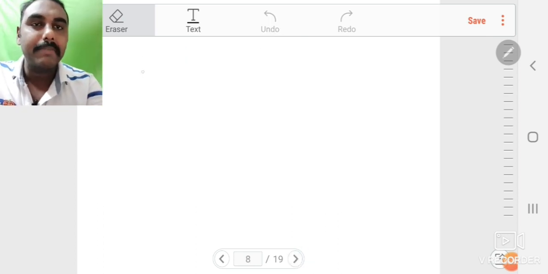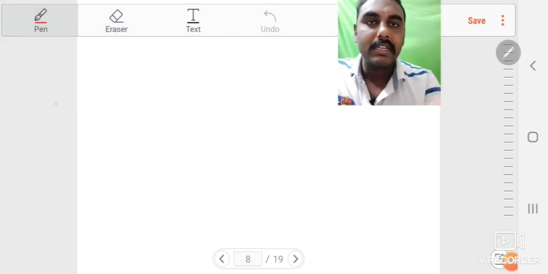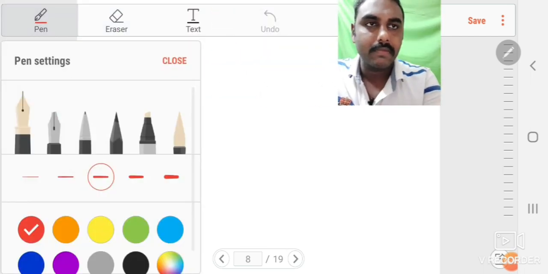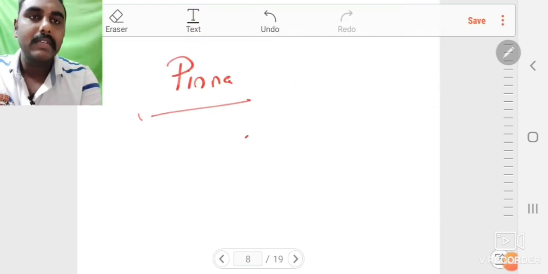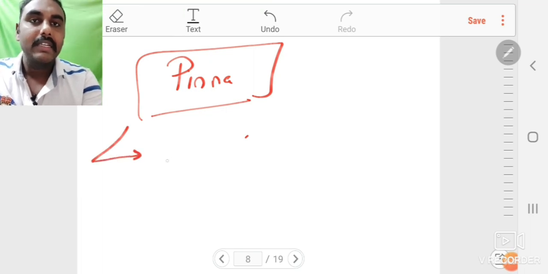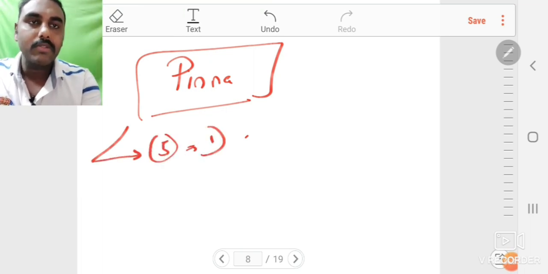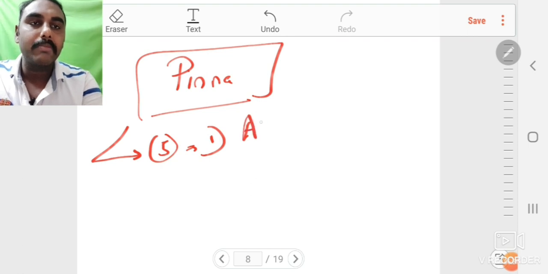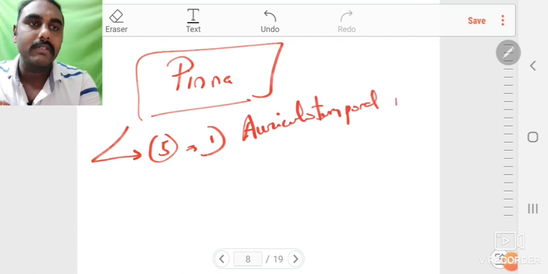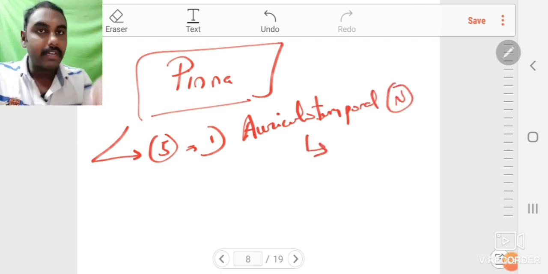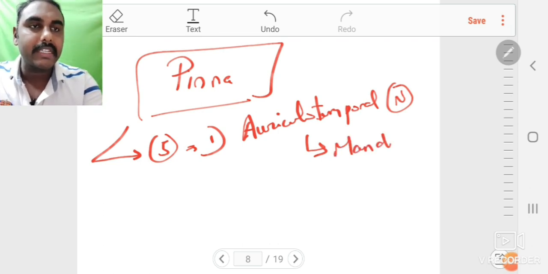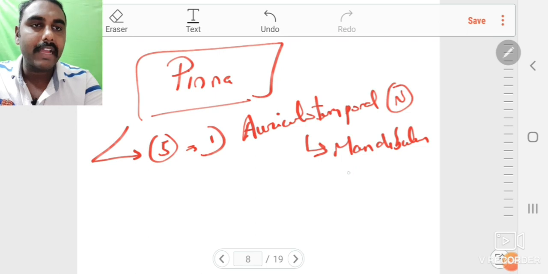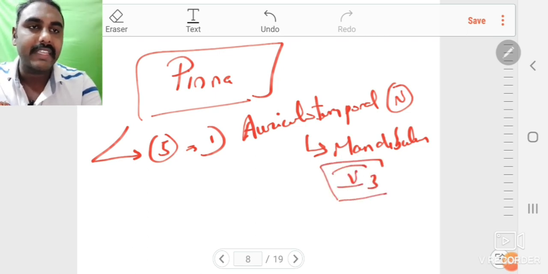So what is the nerve supply of the ear? What is the nerve supply of the pinna? Pinna, as we know, is supplied by 5 nerves. The most important is the auriculotemporal nerve, right? This we all know. Auriculotemporal nerve is a branch of the mandibular division of the trigeminal nerve, that is the 5th nerve.